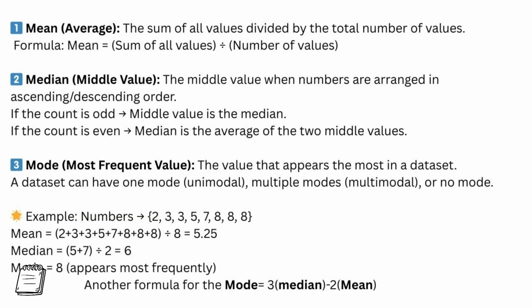And what is the mode? The mode is the most frequently occurring value in the dataset, which is the most frequently repeated value. Some datasets may have more than one mode or no mode at all. So we can calculate according to it.